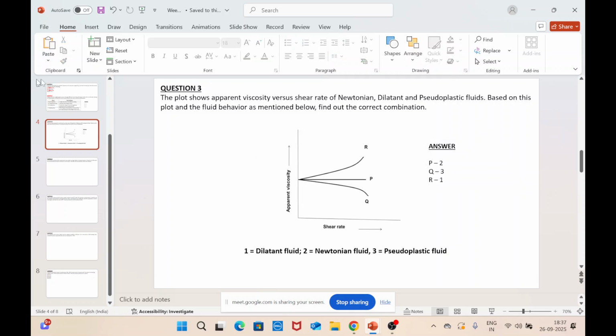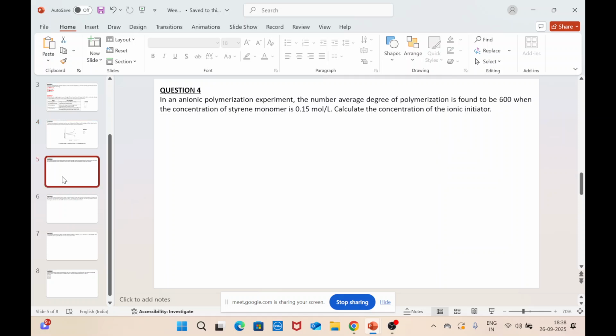So this is with respect to the multiple-choice questions. I hope there are no doubts. In case you have, you are welcome to ask me now. For those of you who do not have any doubts, let me put forward the next question, which is again a very simple question.